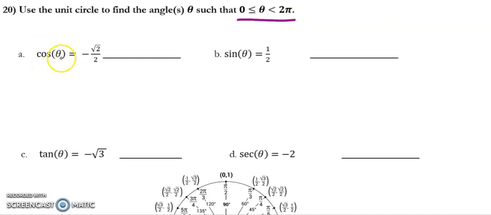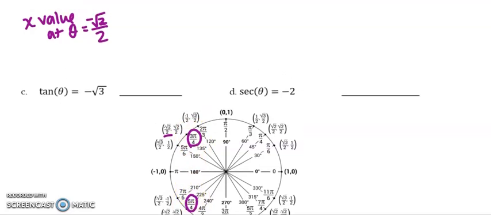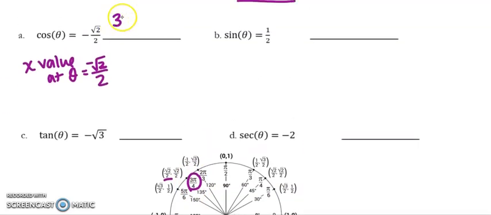So cosine of what angle gets you negative root 2 over 2? So really you're saying the x value at theta is negative square root of 2 over 2. Well, cosine is negative in the second quadrant and the third quadrant. So my angles are 3 pi over 4 and 5 pi over 4.